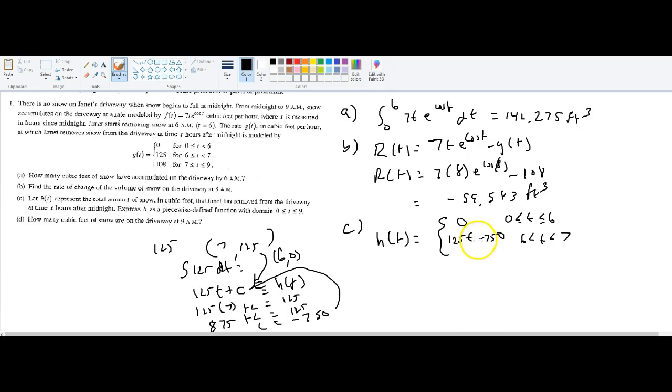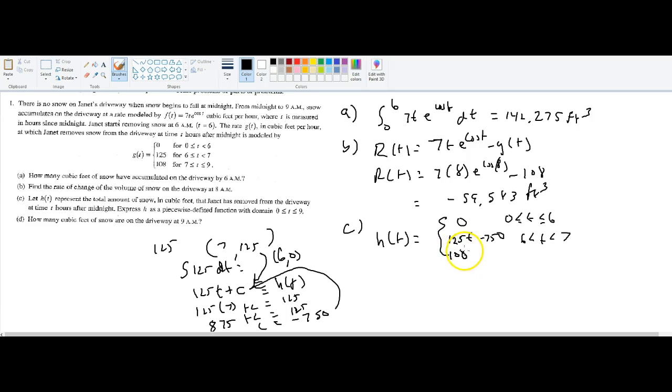Now, let's double check. If I plug in a 6, right, I get 750 minus 750, so she's done nothing at hour equals 6. When she first gets out there with a shovel, she's done no shoveling so far. When I put in a 7, I get the 125 I'm looking for. All right, so now I move forward and go, aha! So I can see my pattern.